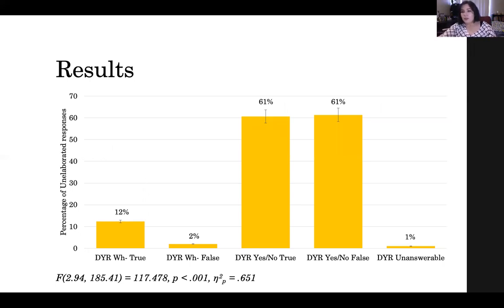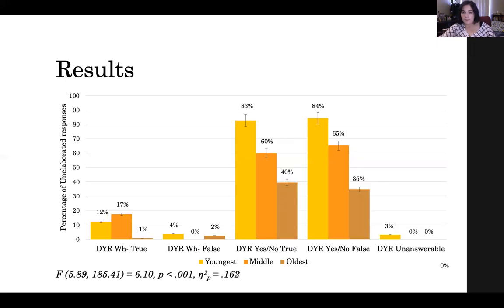So for the ease of interpretation today, I converted all these proportions to percentages. And we saw a main effect of question type where across all ages, children provided significantly more unelaborated responses to "do you remember" yes/no questions. Then we also saw a significant age by question type interaction, wherein younger children were significantly more likely to provide unelaborated responses, particularly to these "do you remember" yes/no questions.